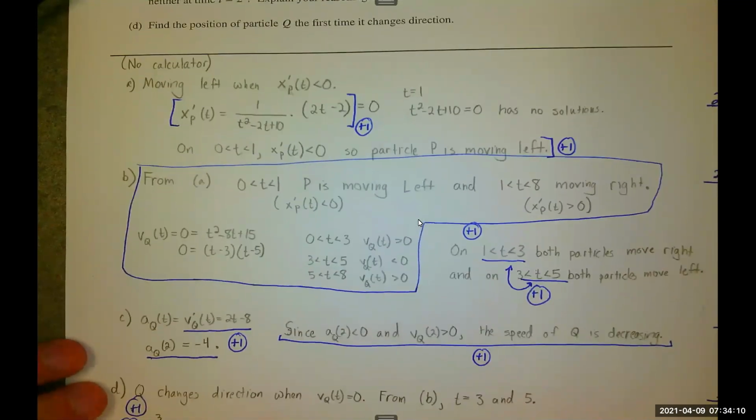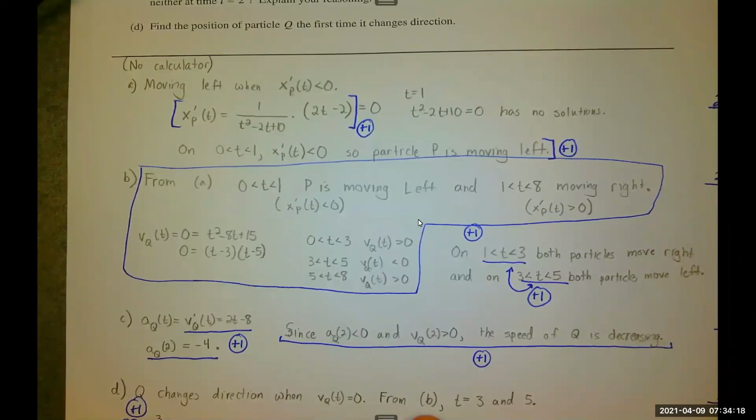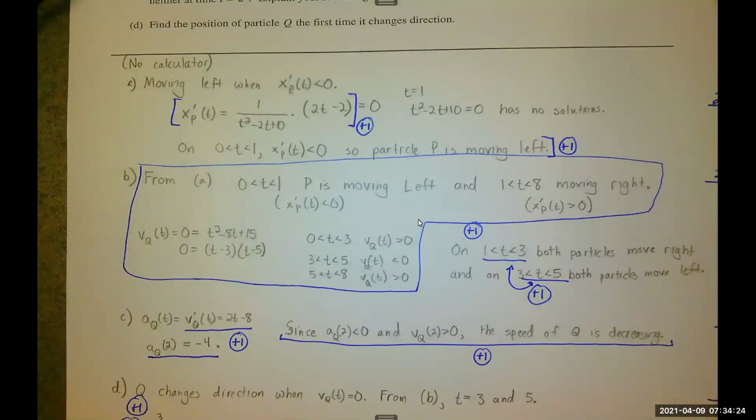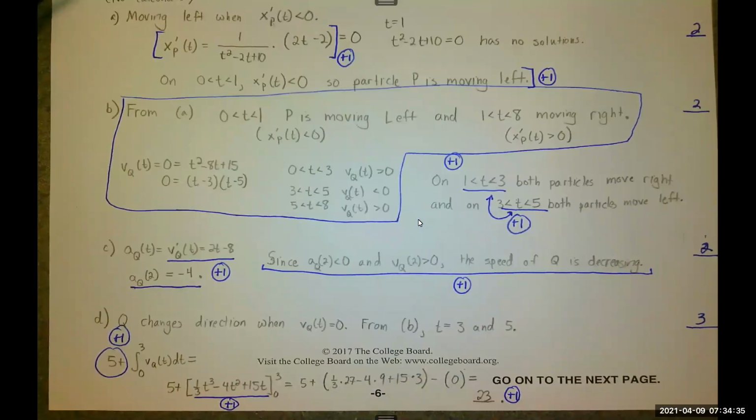Okay, for part D, we need the position of particle Q the first time the particle changes direction. We reference part B similar to how in part B we referenced part A. So if you've already done the work, you don't have to repeat the work, but it's a good idea to point the reader in the right direction so they score your work correctly. So 3 and 5 is where the particle changes direction. The first time we change direction, if we start out at 0, first time is 3. So we would like the position at 3.